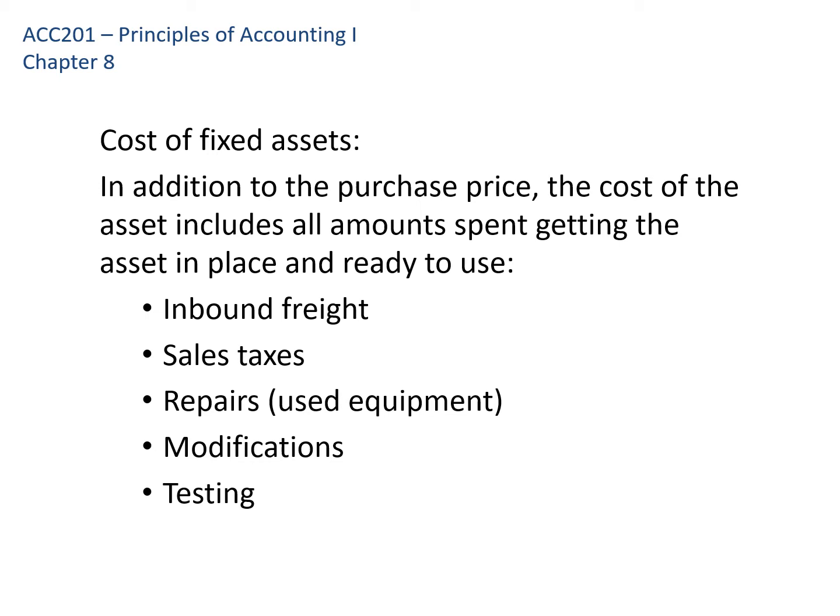I might have to make repairs to it. If it's a used piece of equipment, there might be some damage or things that aren't working properly that have to be fixed first. And there's a big area here. I might have to modify it to work in my company or to work making my products, okay? And then lastly, I have to test it, which might mean consuming some materials. It might involve labor, those kinds of things. So all of those costs of getting it tested to make sure it's ready to turn on and start making parts, those are all included. All of those costs are included in the cost of the fixed asset.